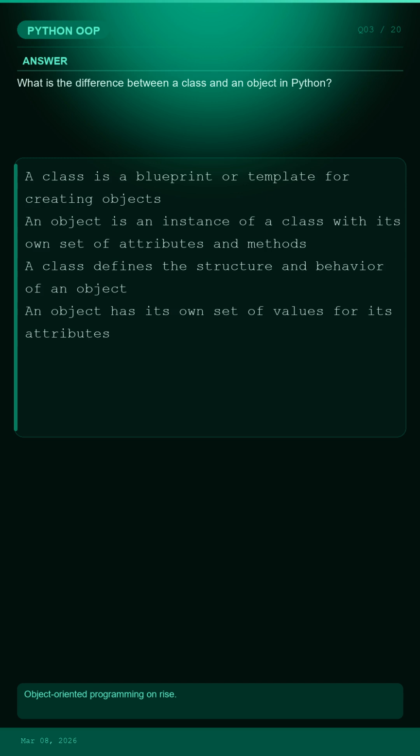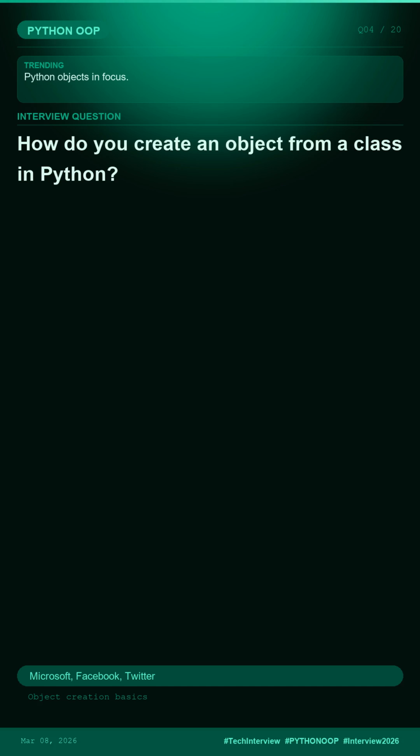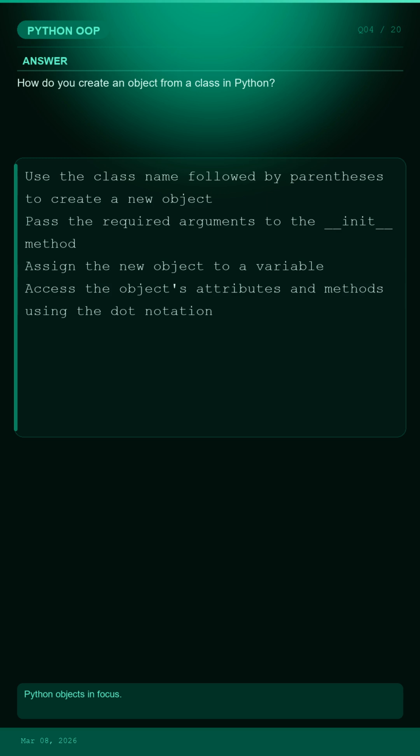Question 4. How do you create an object from a class in Python? Answer. Use the class name followed by parentheses to create a new object. Pass the required arguments to the __init__ method. Assign the new object to a variable. Access the object's attributes and methods using the dot notation.